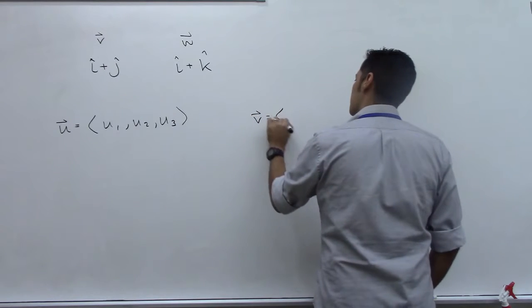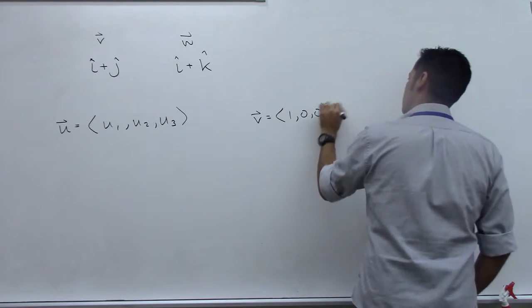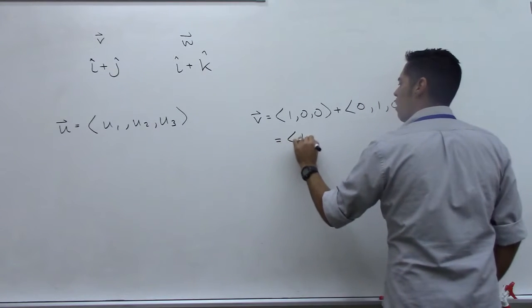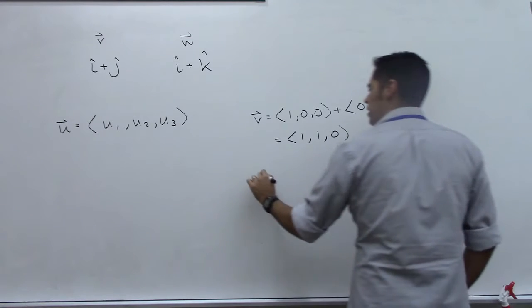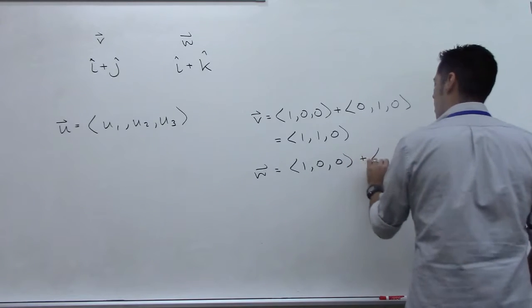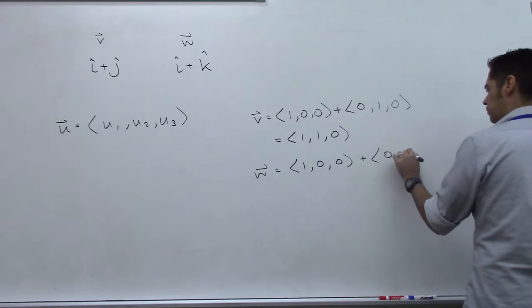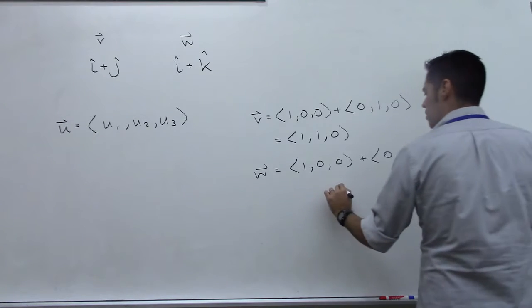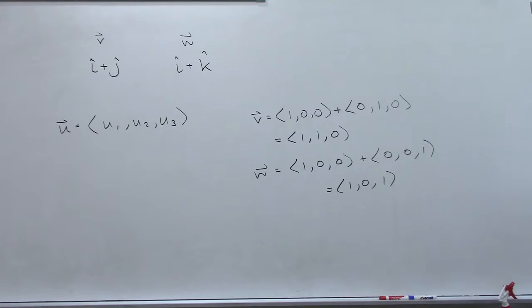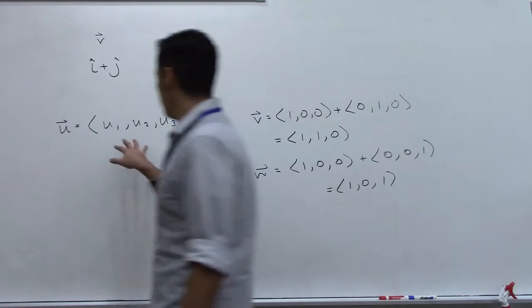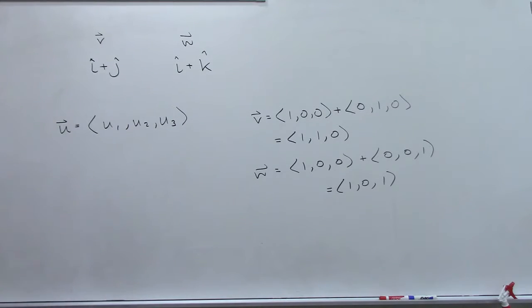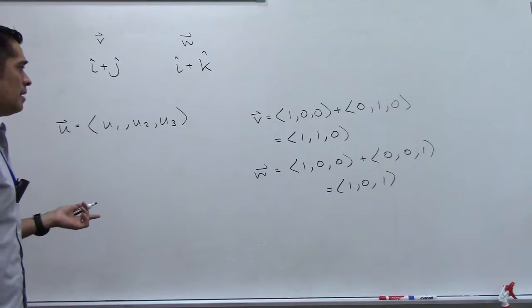v is i hat plus j hat, which means that it's just 1, 1, 0. And then w is i hat plus k hat, which is just the vector 1, 0, 1. So I'm trying to figure out if I can find a vector called u that is a unit vector that is orthogonal to both of those. So let me start with the orthogonality.